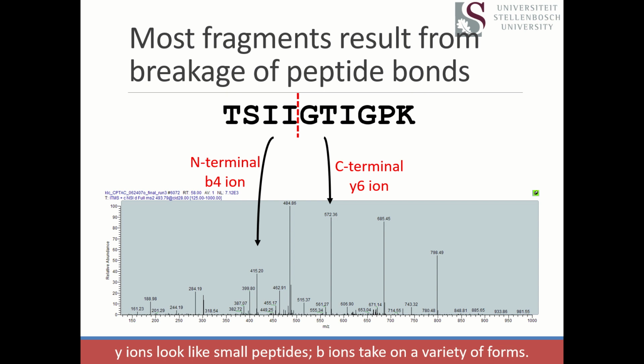The B4-Y6 pair is what we're pointing to, but there are others in the spectrum that back up the other peptide bond breakages. Our ability to trust that we've got the correct peptide sequence matched to the spectrum depends on how many of these peptide bonds have evidence in the fragments of that tandem mass spectrum.